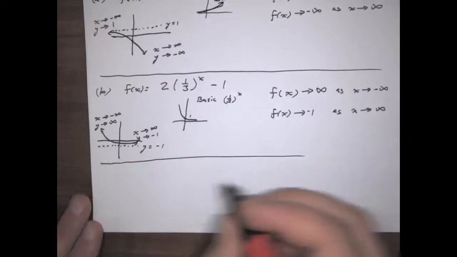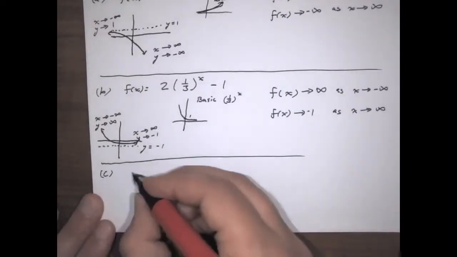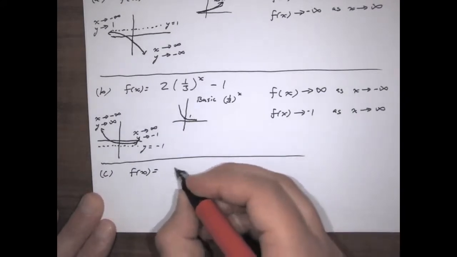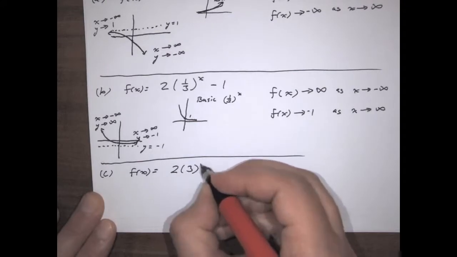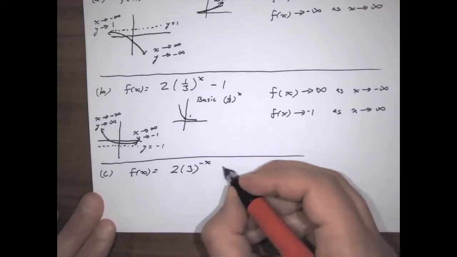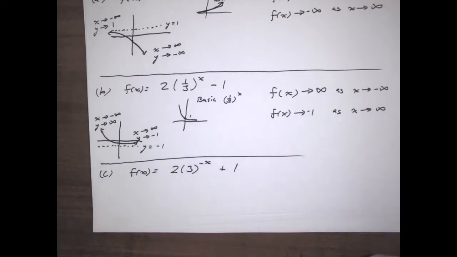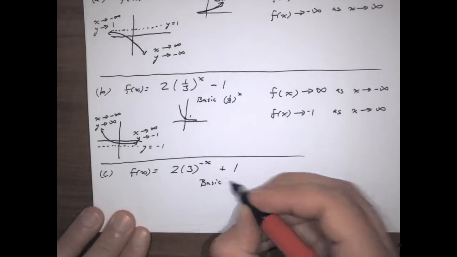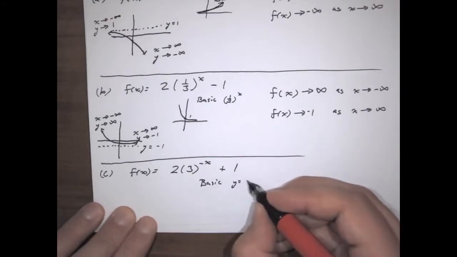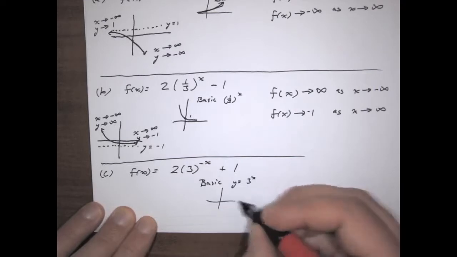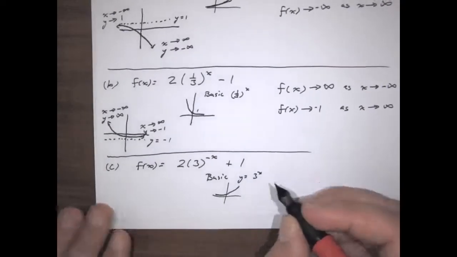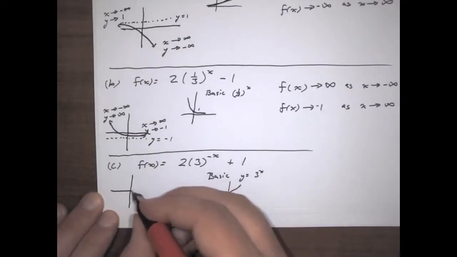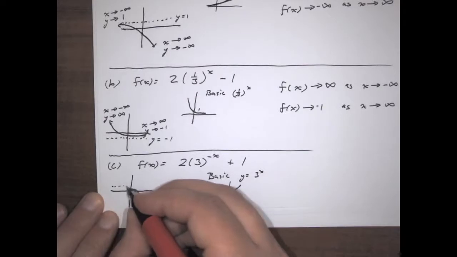And in the last of these, let's try something like f of x equals 2 times 3 to the negative x plus 1. So the basic function here is y equals 3 to the x, which is classic exponential growth. However, the things that have happened to it are, for one thing, a shift up by 1 unit.